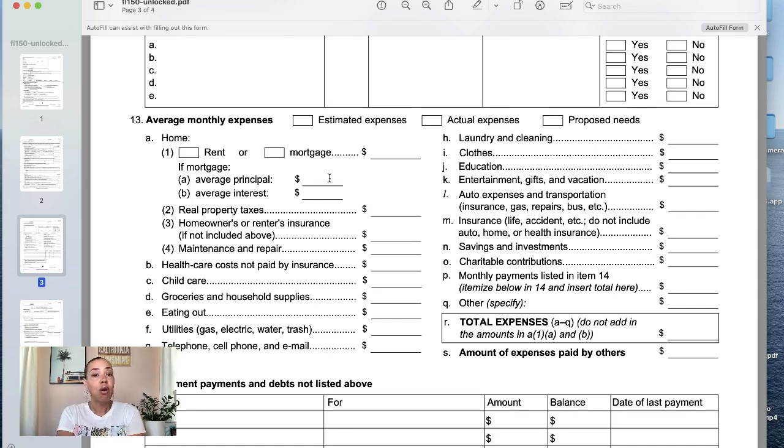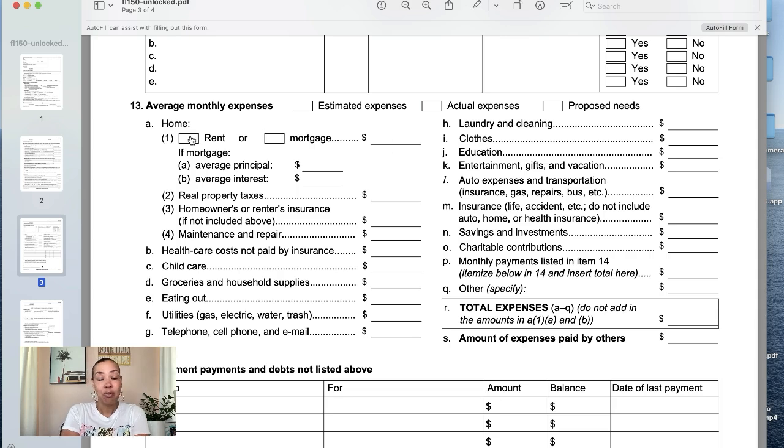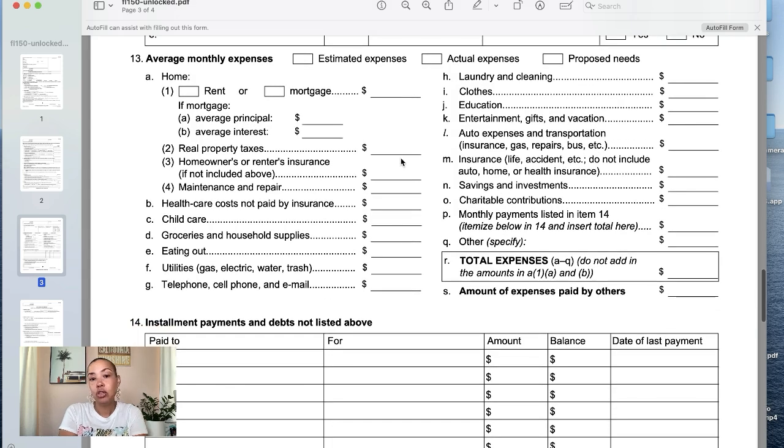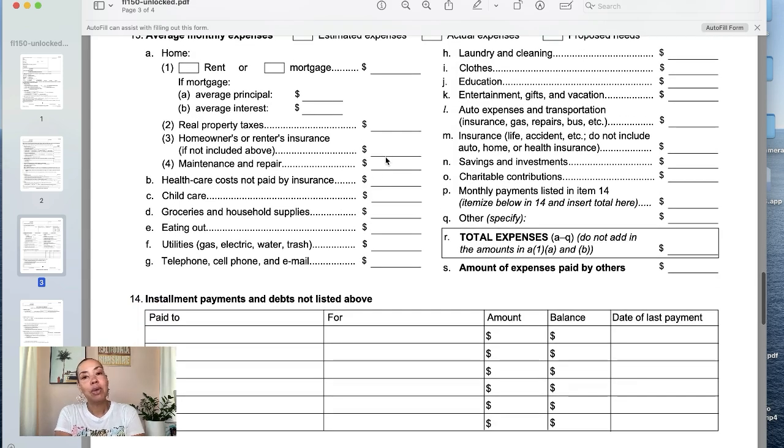So then you're going to list, for your house, what do you pay? Do you pay rent or do you pay mortgage? You're going to list that total amount there. And then if it's a mortgage, they want to know your principal and your interest payments. Do you pay property taxes? Do you have homeowners or renters insurance? What about monthly repairs? They want to know everything. Child care, about how much you spend on groceries. What about education? What about dry cleaning? What about your car? Listen, LA, listen, your car, your insurance, your gas, your repairs, all those types of things.